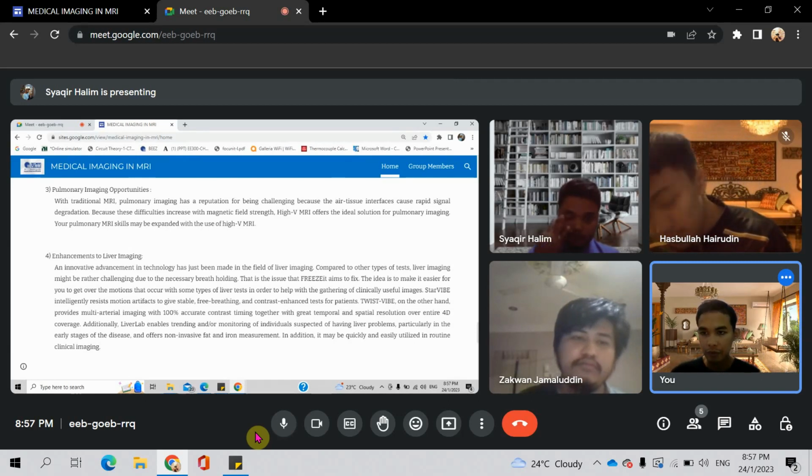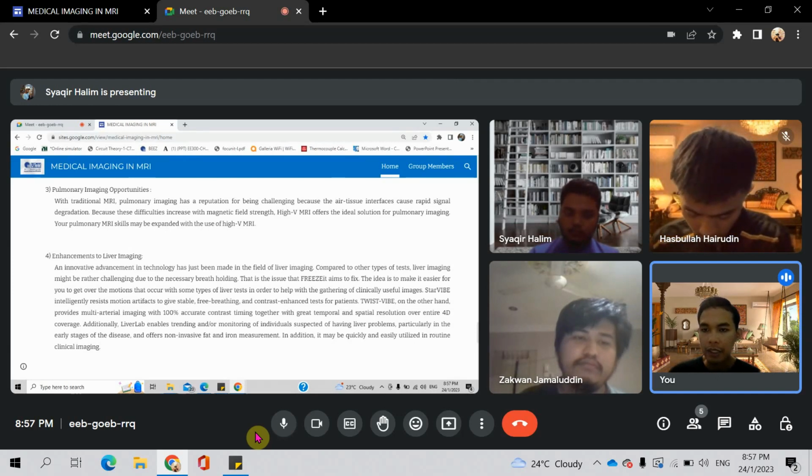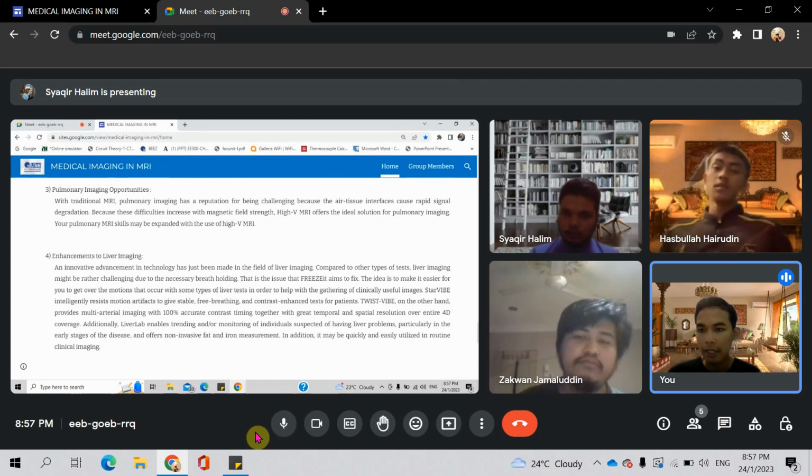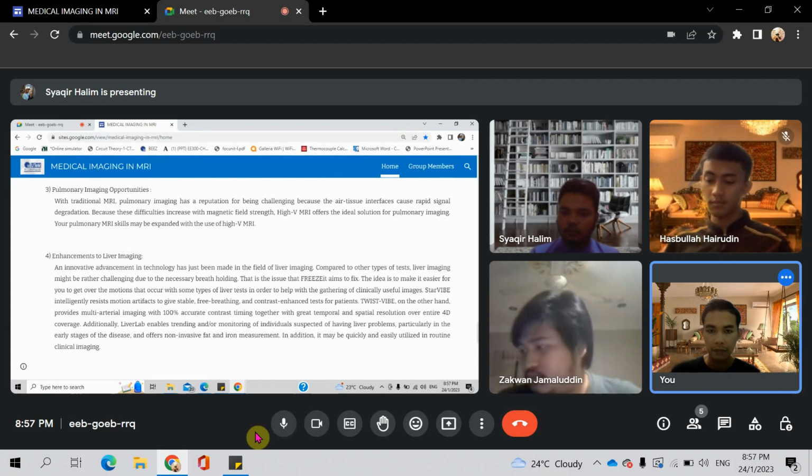Okay, and the last one, enhancement to liver imaging. An innovative advancement in technology has just been made in the field of liver imaging. Compared to other types of test, liver imaging might be rather challenging due to the necessary breath holding. That is the issue it aims to fix. The idea is to make it easier for you to get over the motions that occur with some types of liver tests, in order to help with the gathering of clinically useful images.